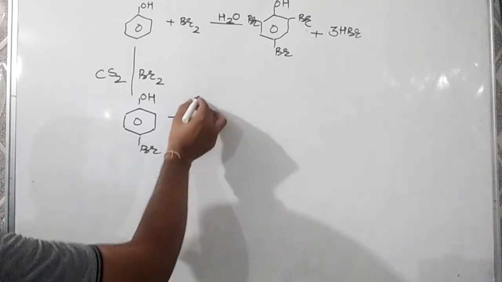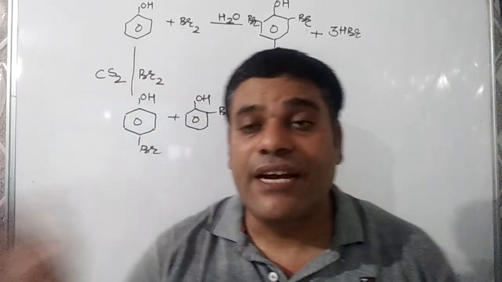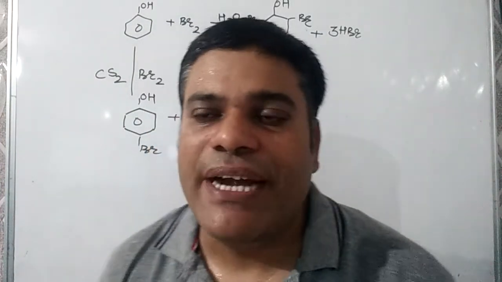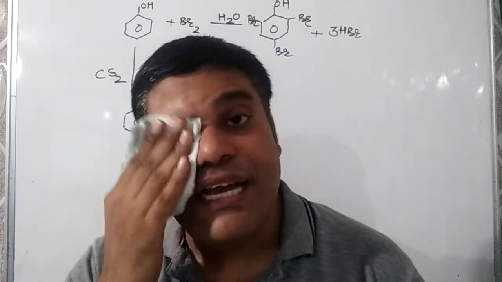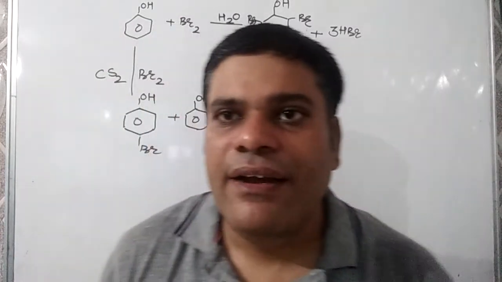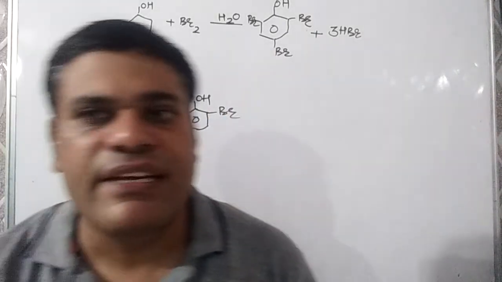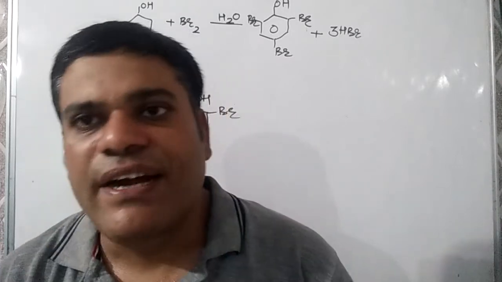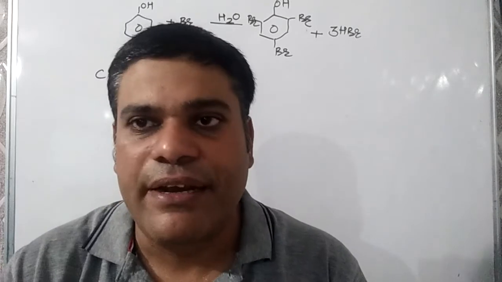I hope you understand. This question might be there in 2 ways. One way is to write down the equation, and the second way is the reasoning question. When phenol reacts with bromine in water, tri-substitution might take place. But when it reacts with bromine in the presence of carbon disulfide, only mono-substitution takes place. Why? Because water is polar, so electron density can be increased at ortho and para positions simultaneously, but carbon disulfide is non-polar, so the electron density cannot increase.